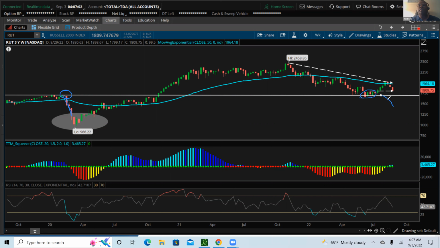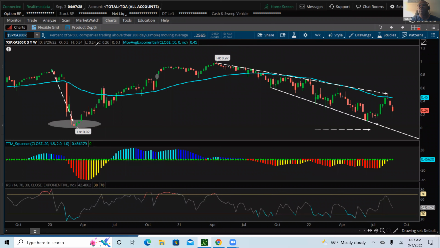All right, let's take a look at the SPXA 200R, which is the tool that tracks the percentage of S&P 500 companies trading above their 200-day moving average. And as you can see, same type of scenario, it hit that pivot point and reversed quickly and in a hurry. Nice little rally off the lows, pivot point, and look at this, the weekly charts are like they're in free fall, heading back towards the bottom.